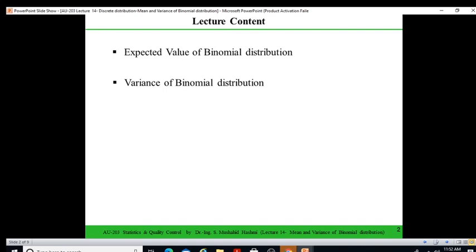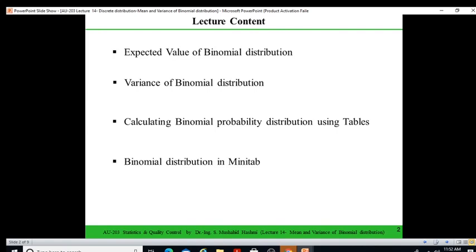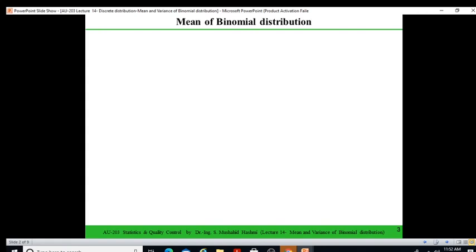Expected value shows the measure of central tendency and variance shows the measure of dispersion. And then we will go into calculating the probability distribution, cumulative probability distribution, or the binomial probabilities using the tables, cumulative distribution tables. And then we will go into calculating the same thing on Minitab.